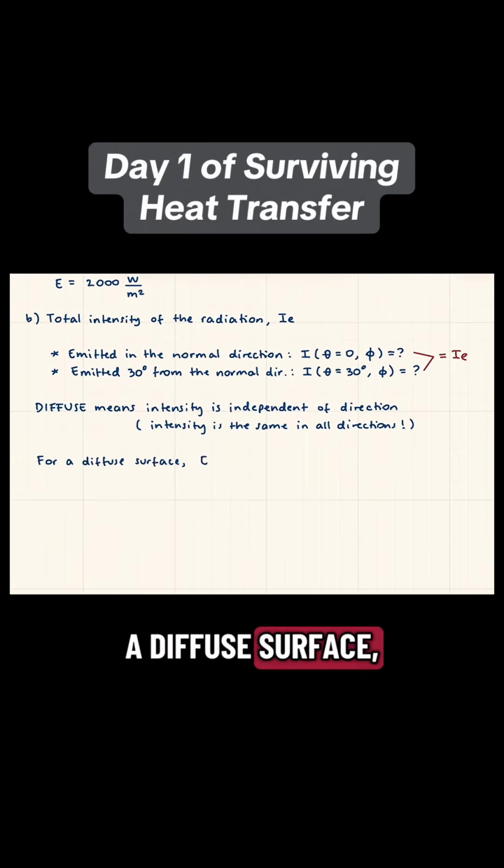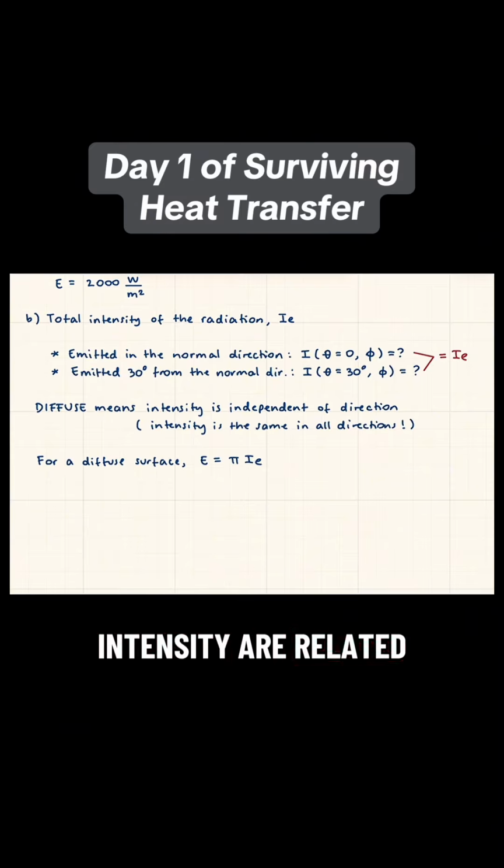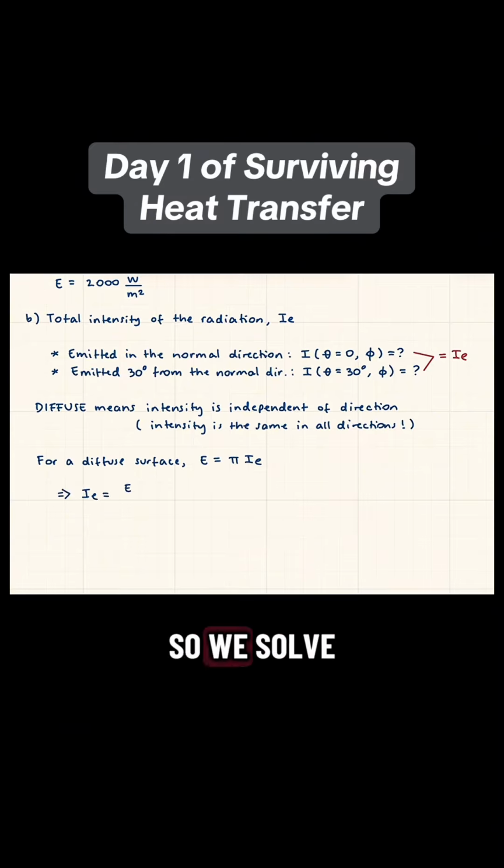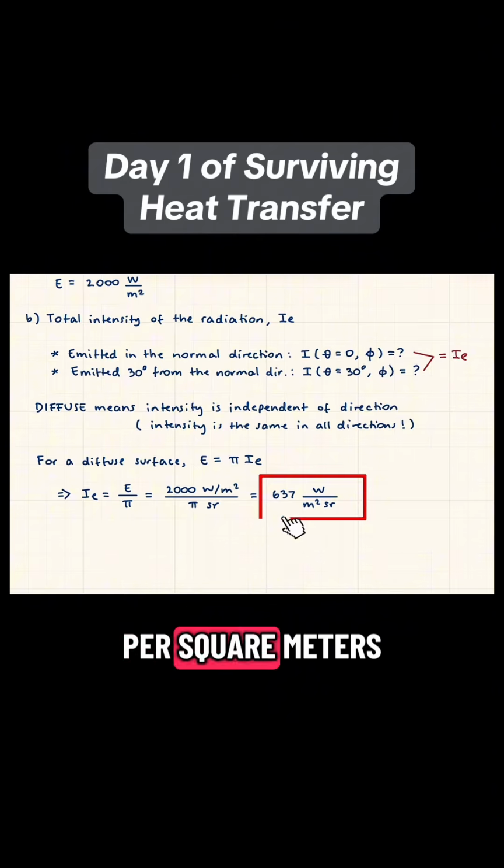And for a diffuse surface, the total emissive power and the intensity are related by E equals Pi times I. So we solve for I, plug in our 2,000, and we get about 637 watts per square meter steradian.